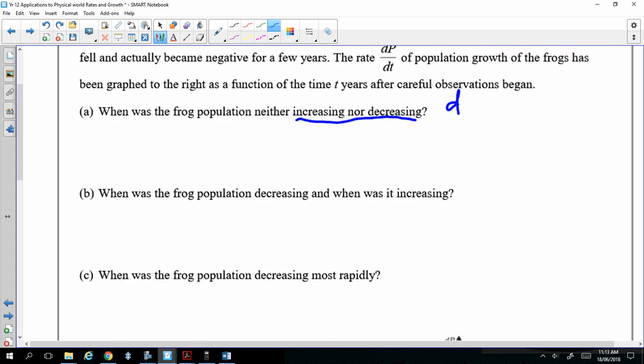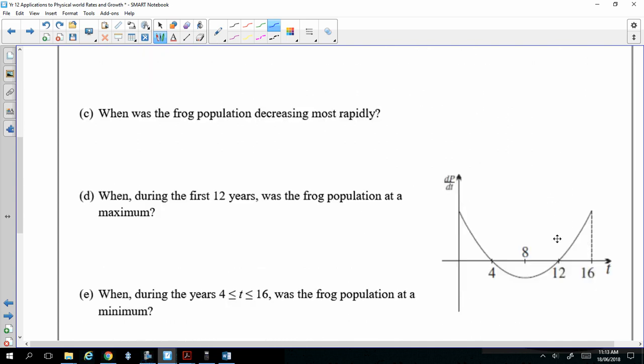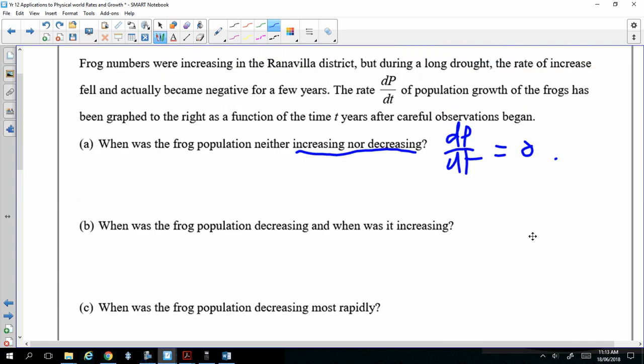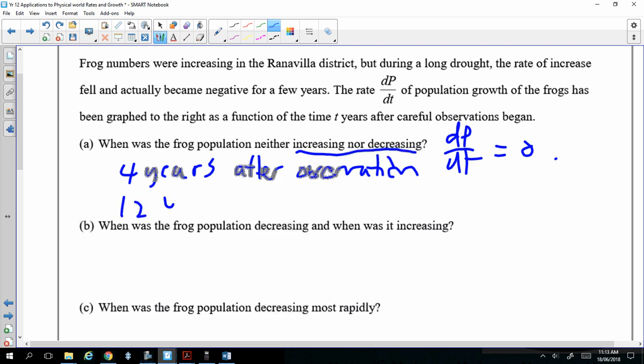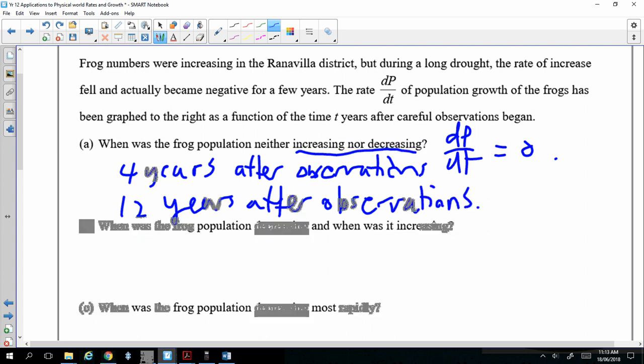Years. t is in years. So after 4 years after observation, and also 12 years after observation. Okay, good. What's the other bit? When was the frog population decreasing most rapidly? Oh no, sorry, I read the wrong one. When was the frog population decreasing and when was it increasing?